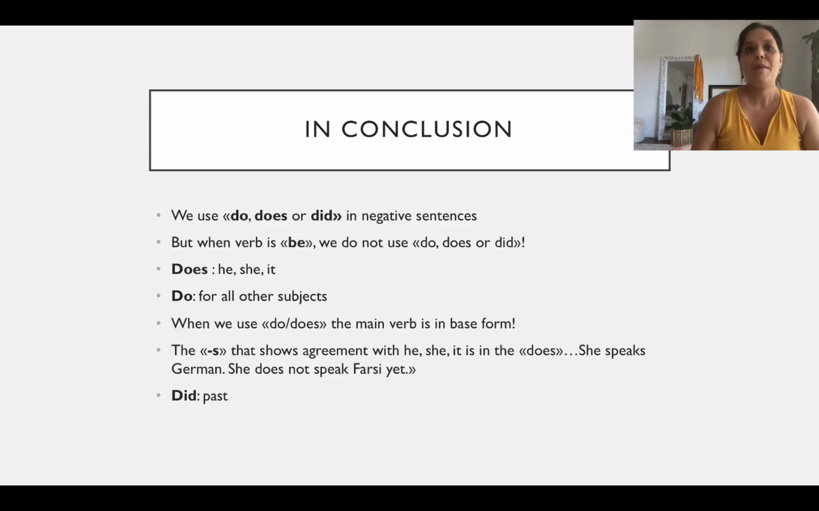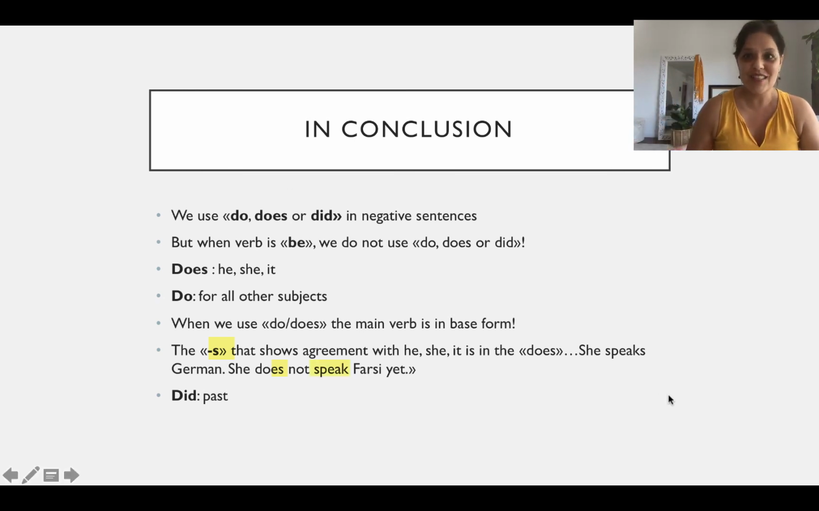In conclusion, make sure that you use do support, or do, does, or did, in negative sentences unless you are using the main verb be. Use does when your subject is third person singular, he, she, or it, and use do for all other subjects. Use the base form of the main verb. And that little S that we always talk about that we need to see in he, she, and it, the S will be marked on the do support and the main verb will be in the base form.